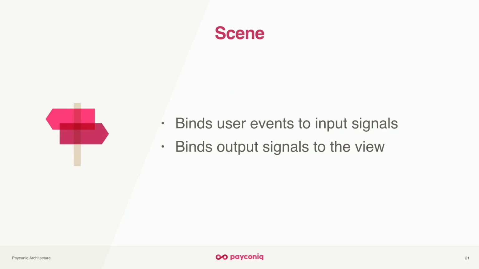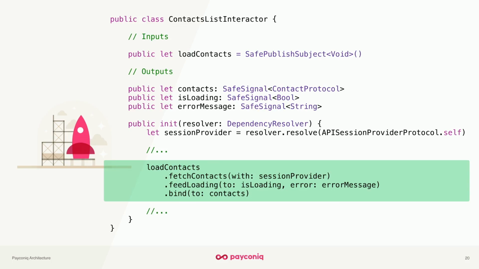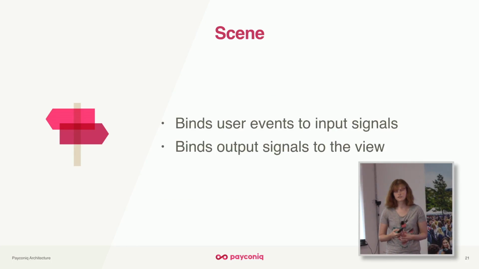And the interactor, again, was a standalone component that knows nothing about the view. It didn't have any protocols that would be related to the view or presenter. And then finally, there is a scene. The scene just binds the signals, the events that we get from the view, to the input signals of the interactor, and then it binds the output signals of the interactor to the labels or, I don't know, table views.